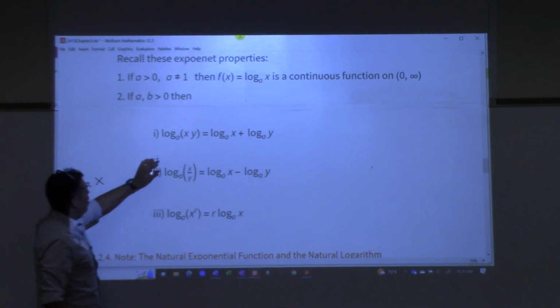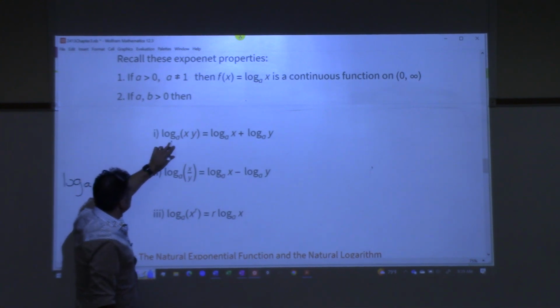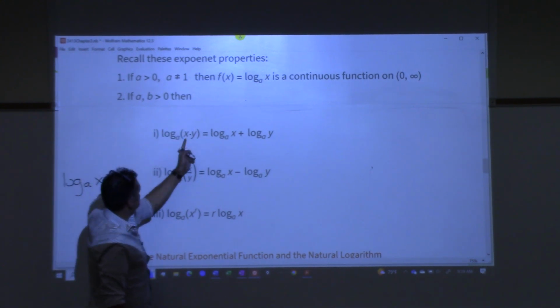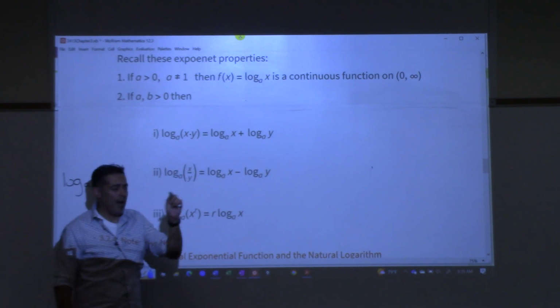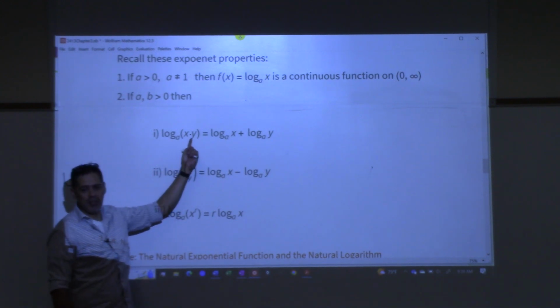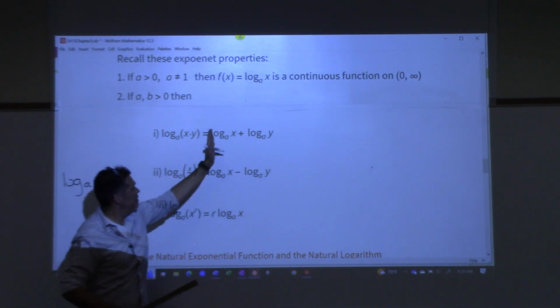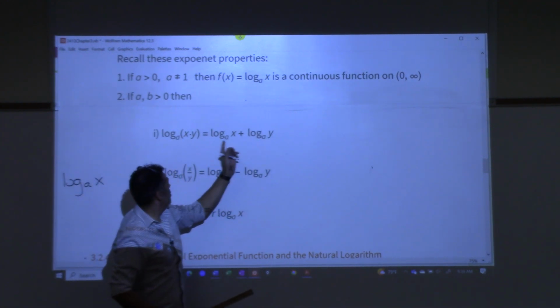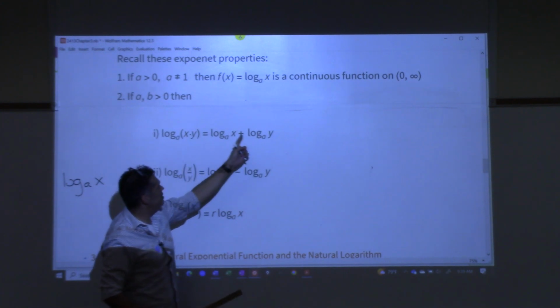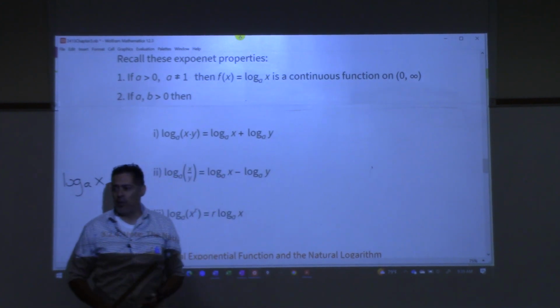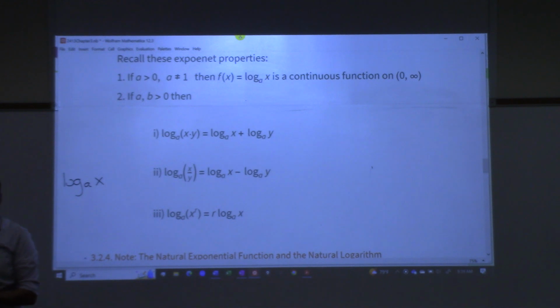The first property of logs says that if you have multiplication of two things inside of a single log, see, there's one log and there's multiplication inside, you are allowed to split this into two logs, two separate logs where you put the x in the first one, the y in the second one, and now you put addition between them. That is a property of logs.